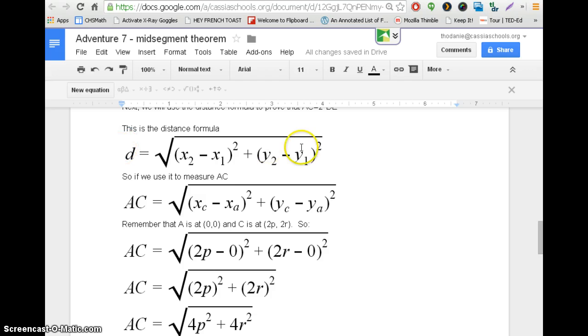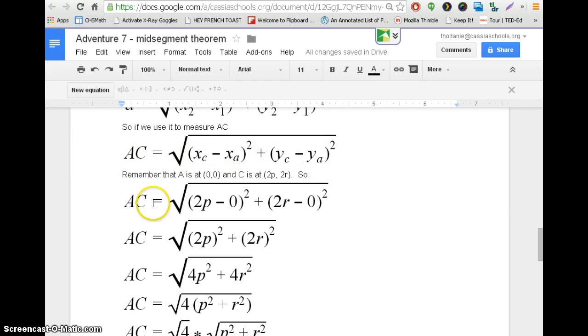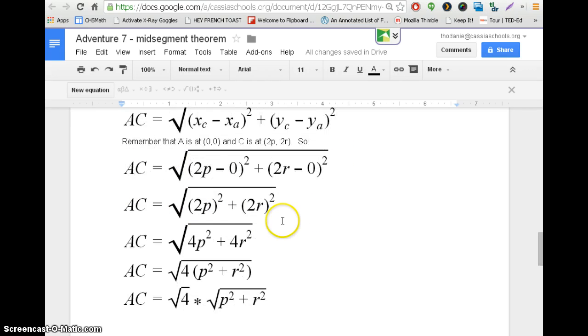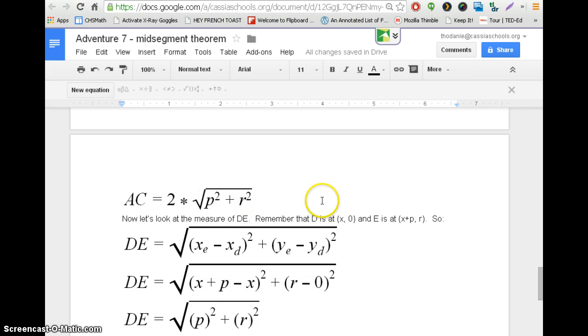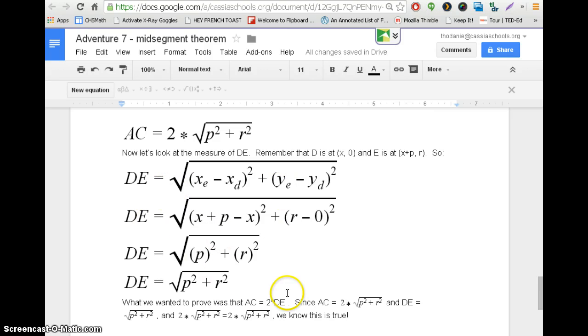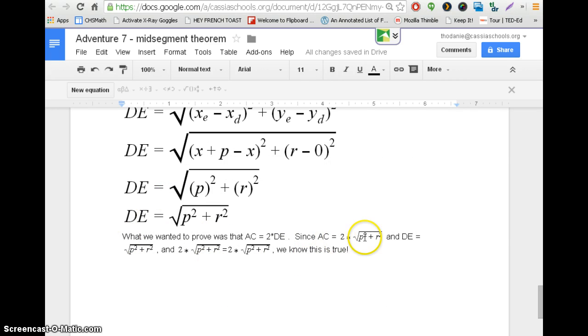Here I've got the distance formula. I use the distance formula on AC. Just plug in those numbers, work my way down, and get to the result for AC. And then I do the same with DE, and I can conclude when I'm done that we were trying to prove that AC equals 2 times DE, and we've got the value of AC, the value of DE, and they do show that they're equal to each other.